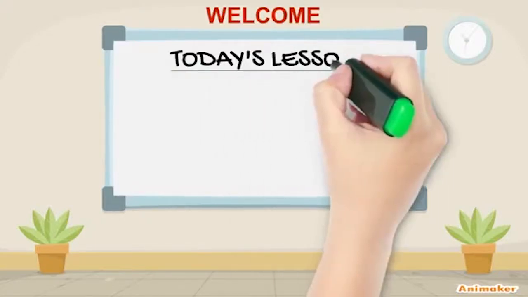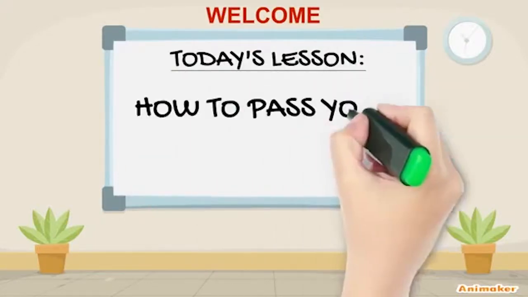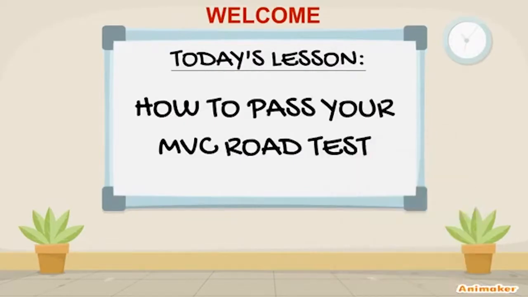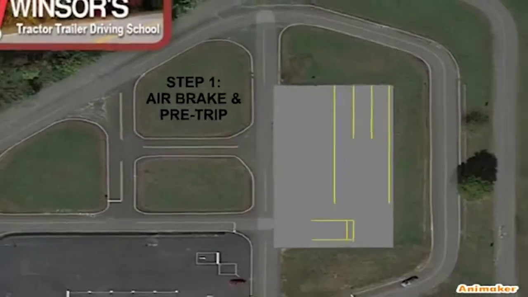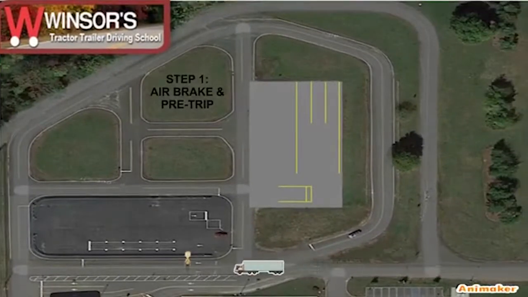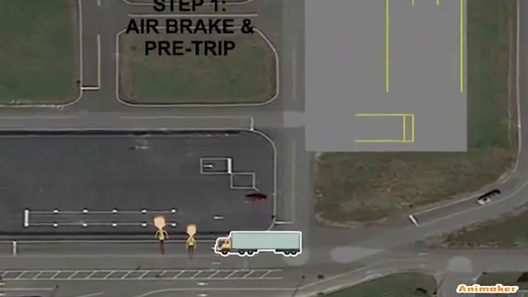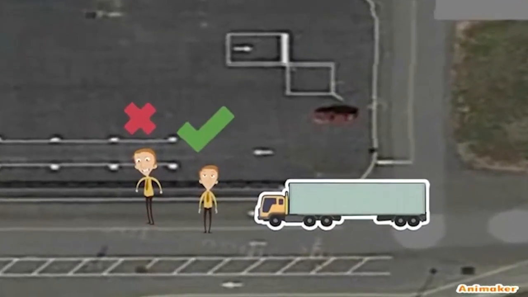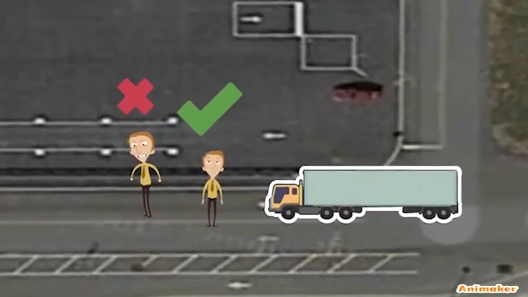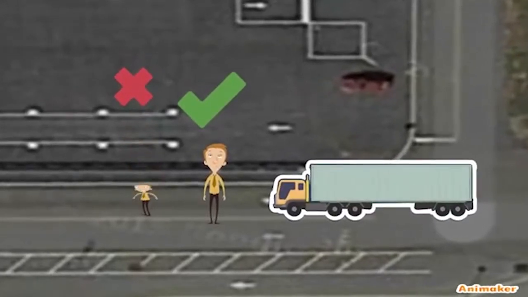Today's lesson: how to pass your MVC road test. Step 1. Air brake and pre-trip. This is where you inspect the inside and outside of the vehicle. From here, you can either fail or you can pass. If you fail, I'm sorry, you go home. However, if you pass, congrats.